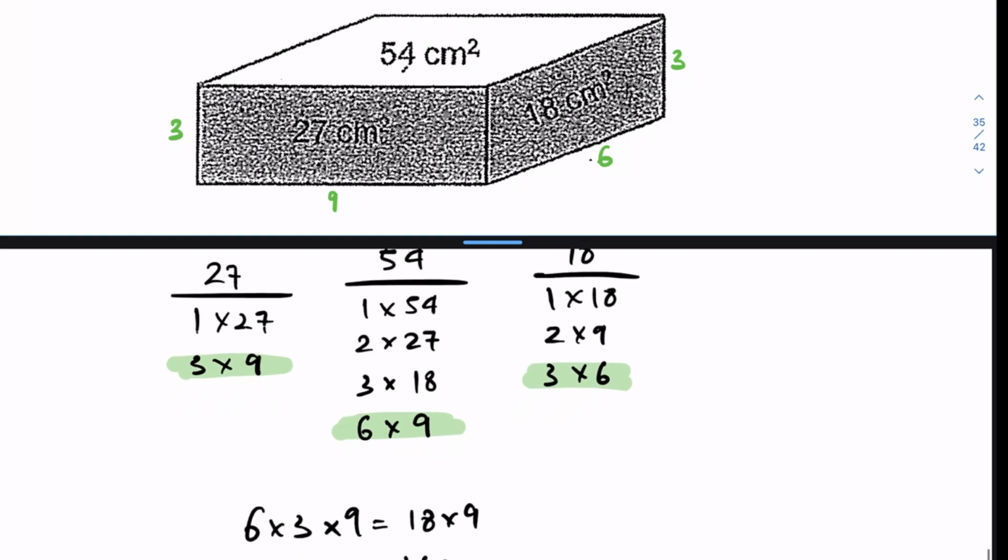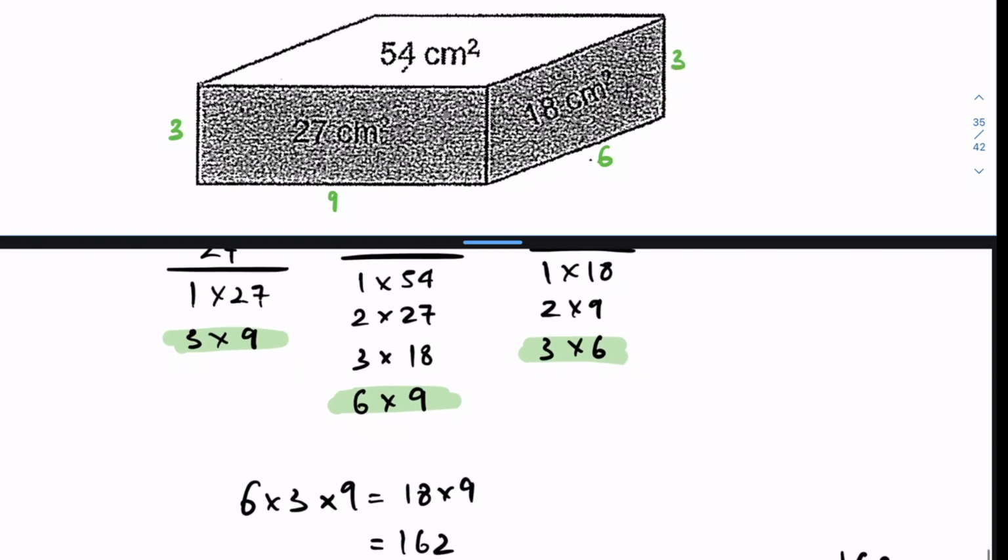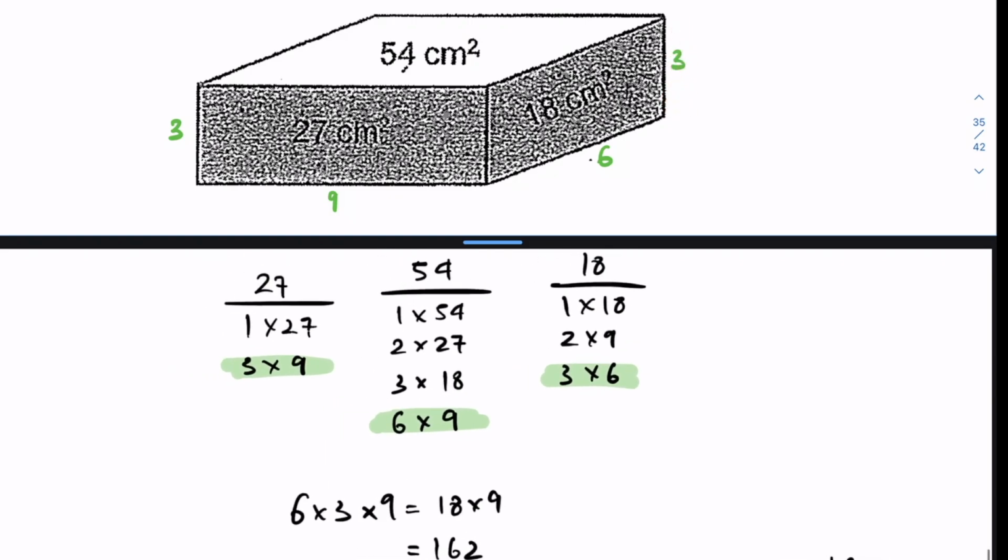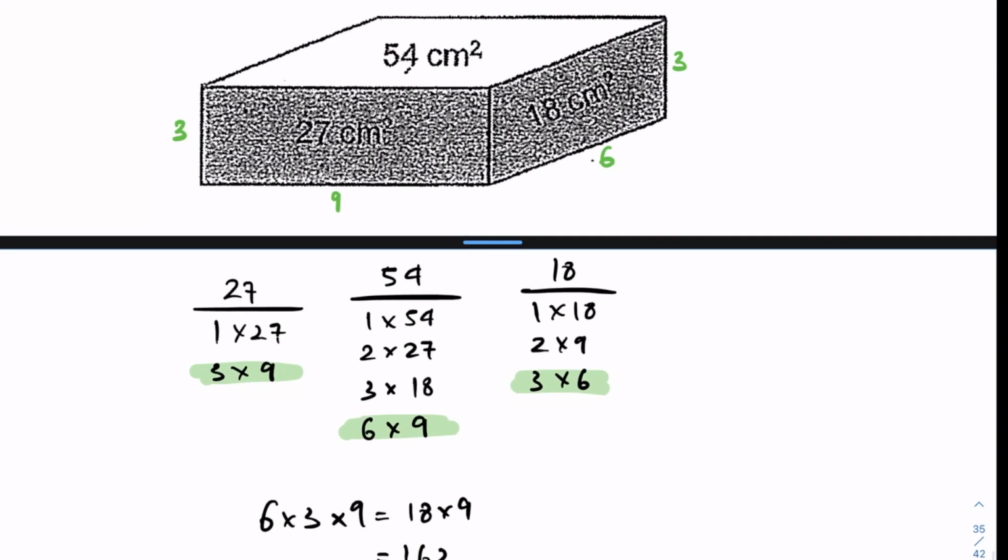Next, along the length, we've got 9 1 cm cubes. Along the breadth, we've got 6 1 cm cubes. On the height, we have 3 layers of 1 cm cubes. So basically, all the cubes will be 6 times 3 times 9, giving us 162. That's the number of cubes.